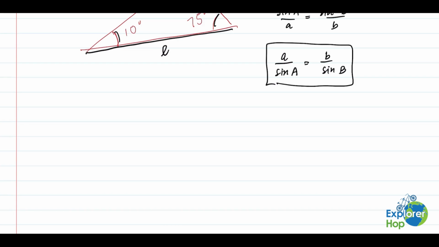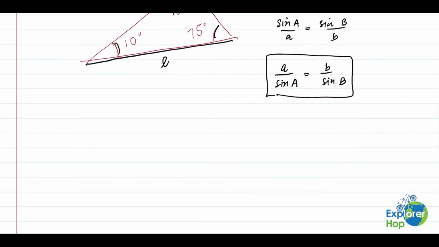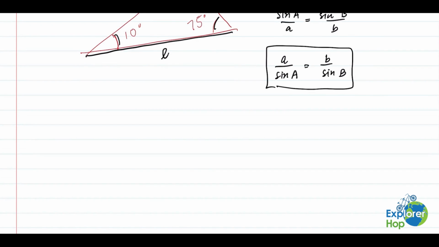So, okay, moving on. So now we have to find L. So what we need to do is that we'll say that A is L, then the angle A would be the angle opposite to L, which in this case is 95 degrees. And then B would be the other side, which is 7, and the angle B would be the angle opposite to it, which is 10 degrees.